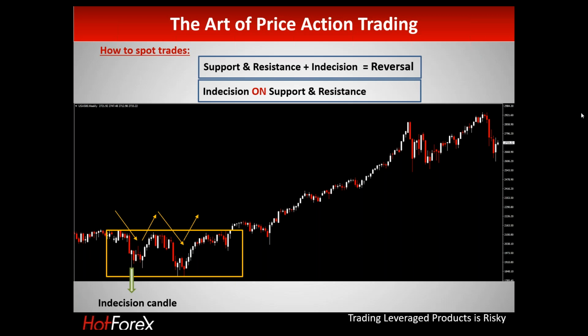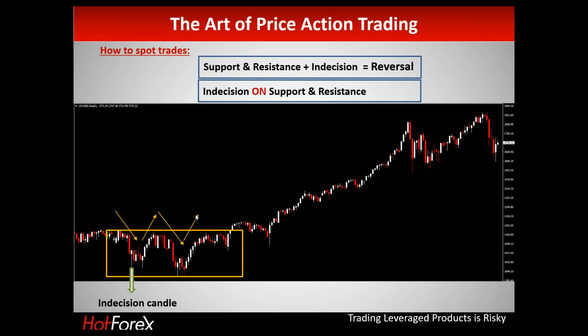So I need to go through how to spot trades. First of all, we need to identify support and resistance levels. Before you do that, you need to have an overview of how your market is trading. Is it trading sideways? Is it going up? Is it going down? Just a general view of how it is moving for the time being.